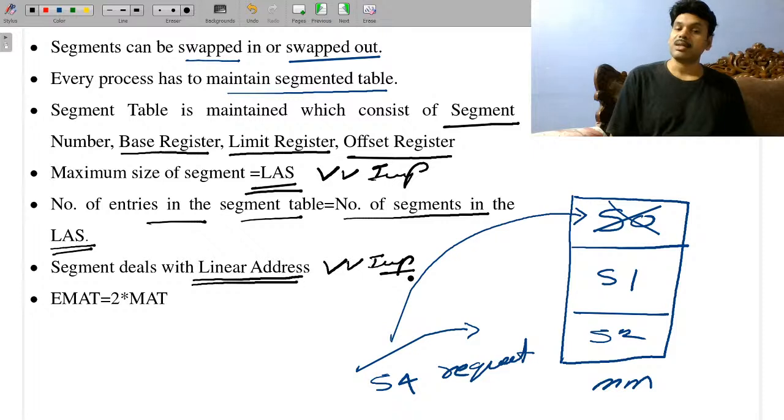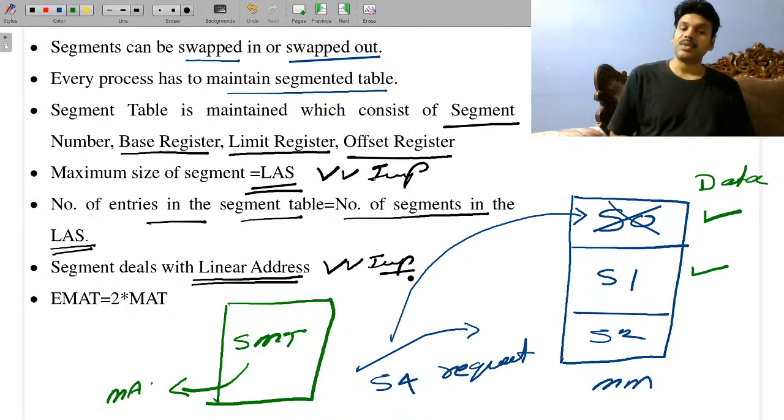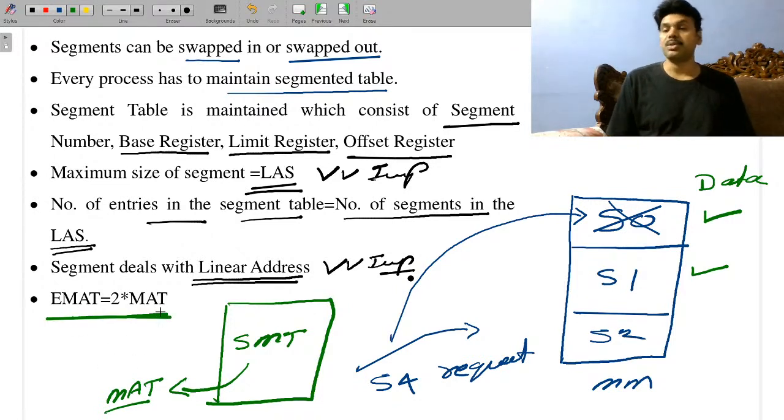And this is another very important question: segmentation deals with what? Linear address. So what is your effective memory access time? The effective memory access time is double, like paging, because I need to maintain one segment map table and the other your segmented data. Therefore, the segment table memory access time is 1 and the segmented data memory access time is 1. Therefore, your effective memory access time is nothing but 2 into memory access time. This is another important question.